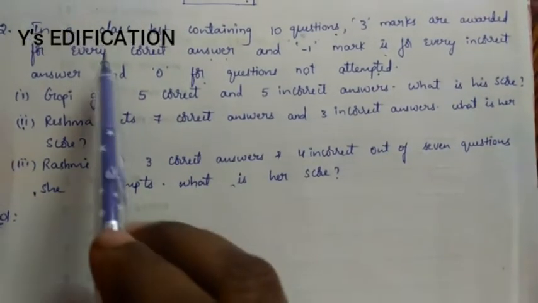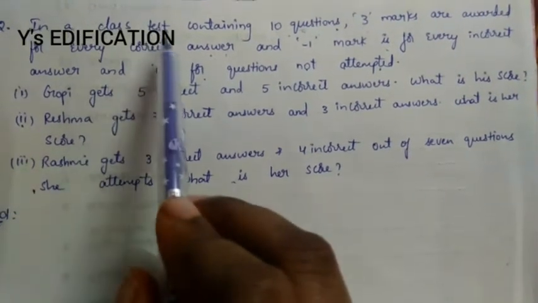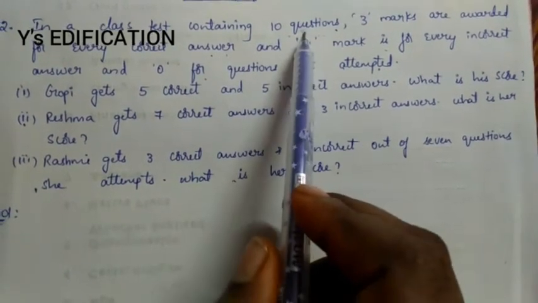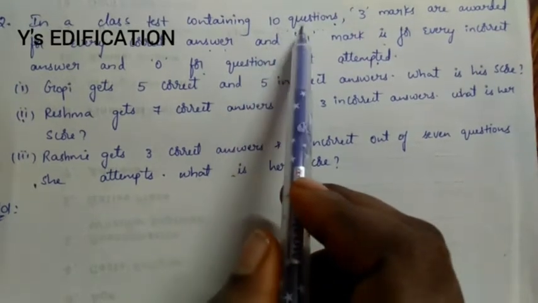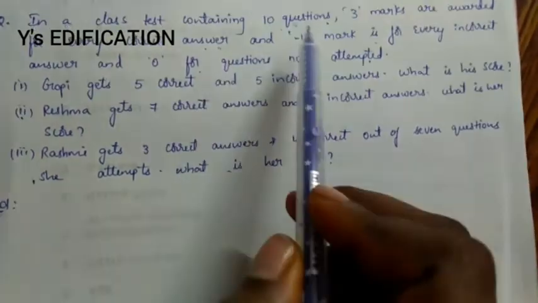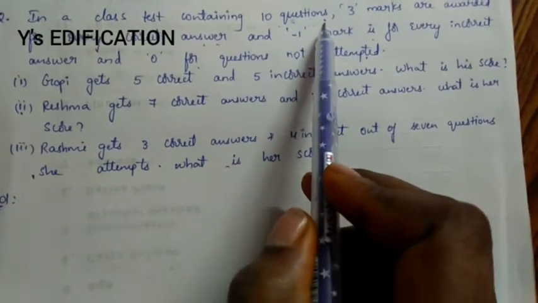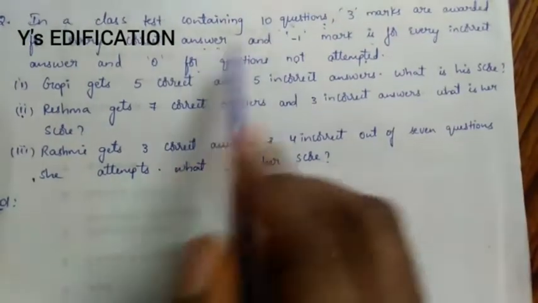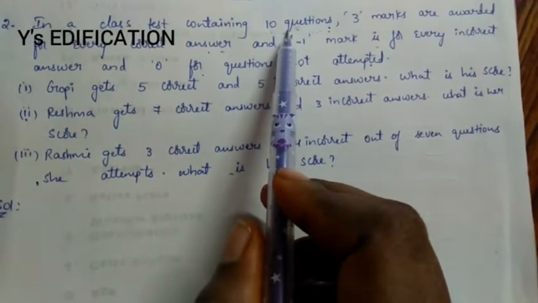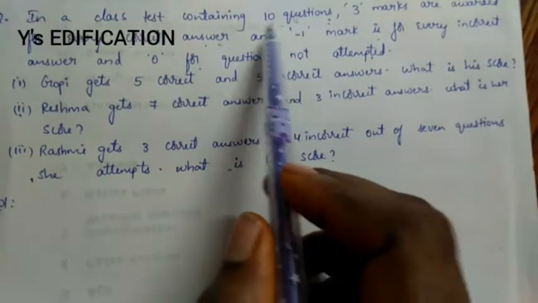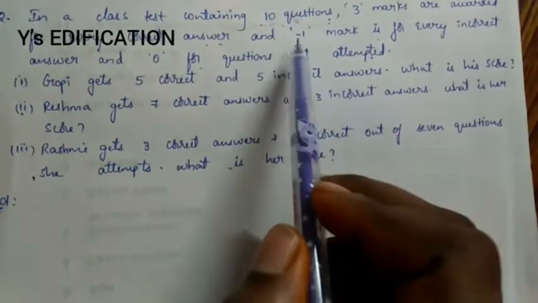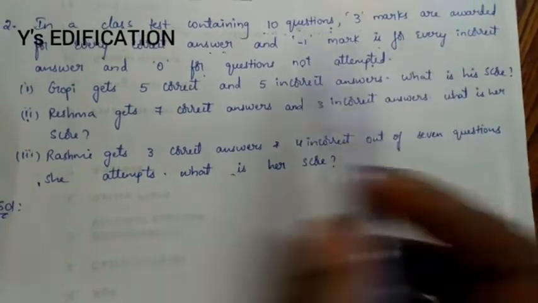So first, look into the given data. In a class test containing 10 questions, there are 10 questions in the exam paper. 3 marks are awarded for every correct answer. If we write all 10 answers correctly, we'll get 30 marks. That means the test contains 30 marks. Each question carries 3 marks, so if all 10 answers are correct, we'll get 30 marks. And minus 1 mark is for every incorrect answer.